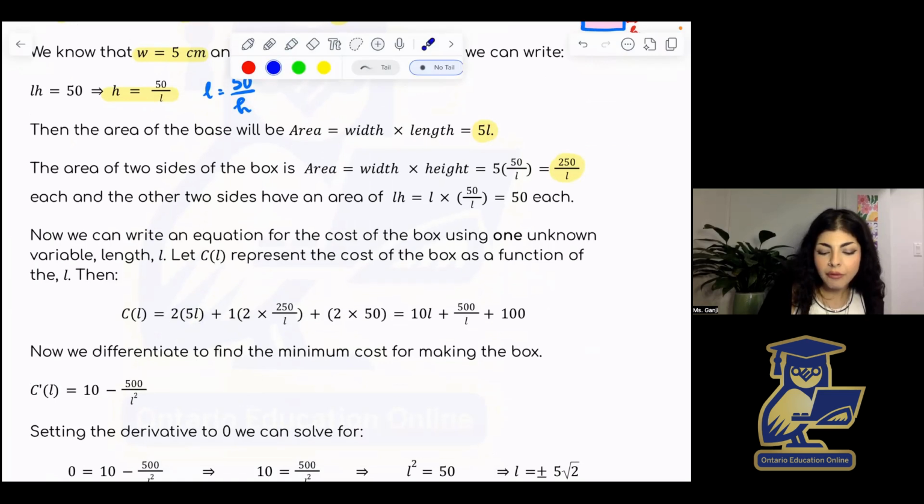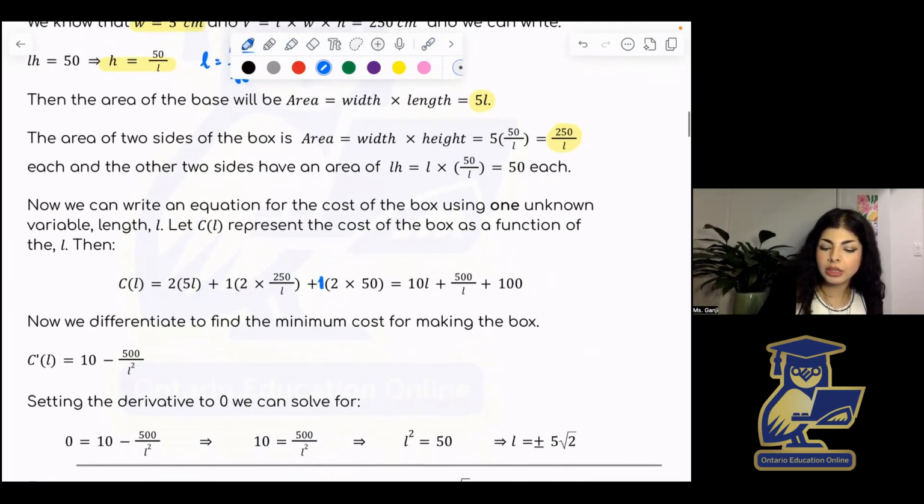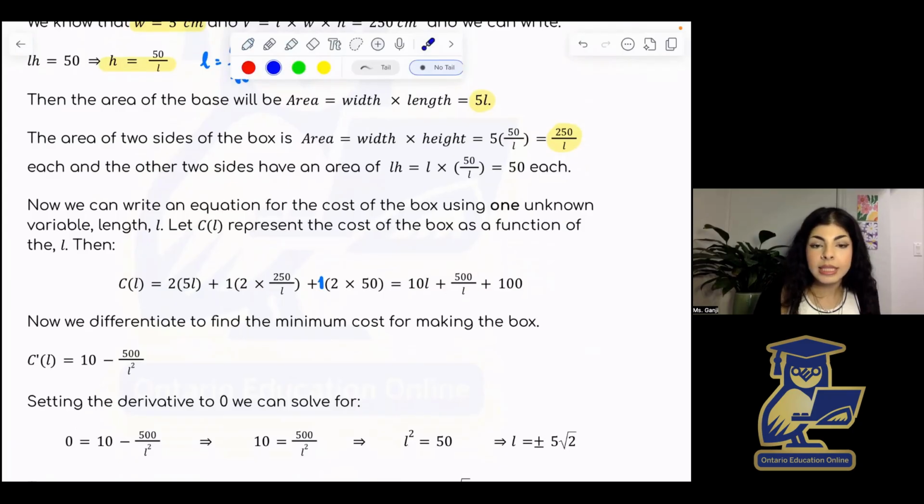So my base cost is going to be 2 times 5L. And for my side length, I have two of the 250 over L, and this just costs $1. And I also have two of the 50 centimeters squared side lengths. I could have a 1 there, but it wouldn't make a difference with our expression, but it is 1 for the $1. And so now just simplifying this, we end up with 10L plus 500 over L plus 100.